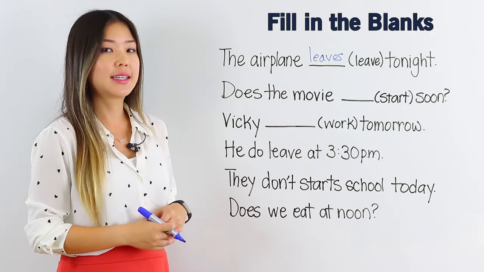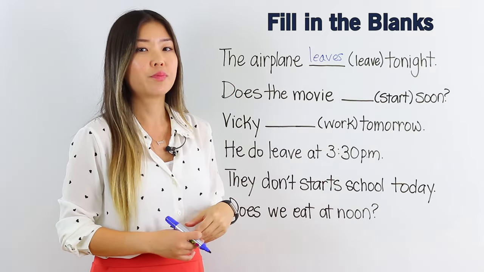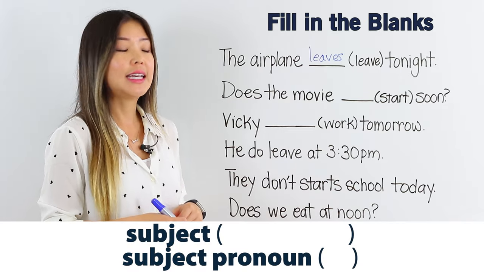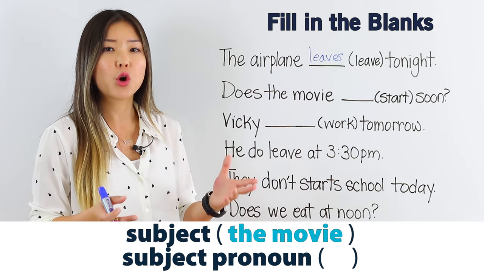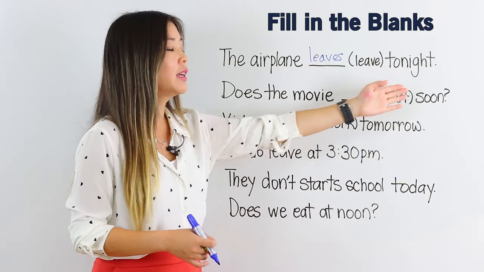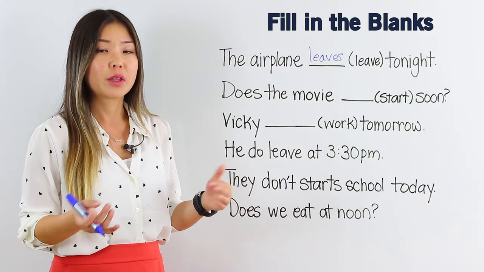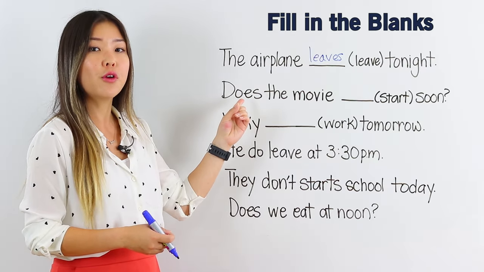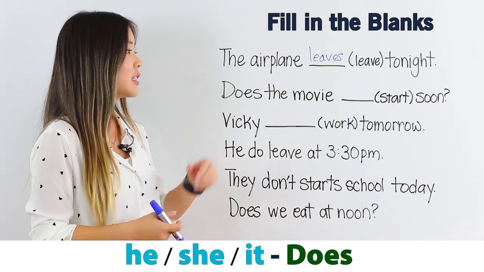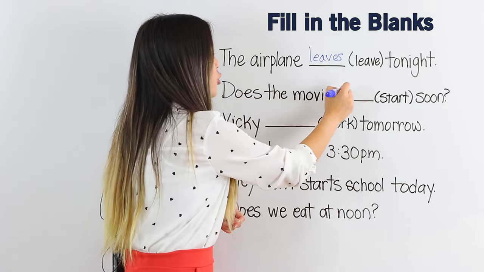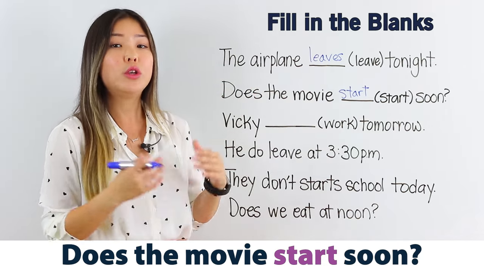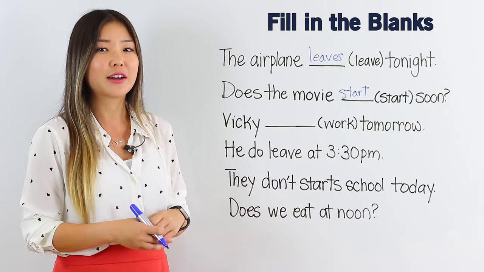In the second sentence, it says, does the movie blank soon? and we're using the verb start. What is the subject of this sentence? It's movie. And what subject pronoun do we use for movie? It's it. So it's like saying, does it blank soon? Well, this is a question. So we already have the correct word in the front, does. For he, she, it, when we're asking a question, we use does. Now, all we have to do is use the same verb in its base form. So, does the movie start soon? We do not add an S or ES here.